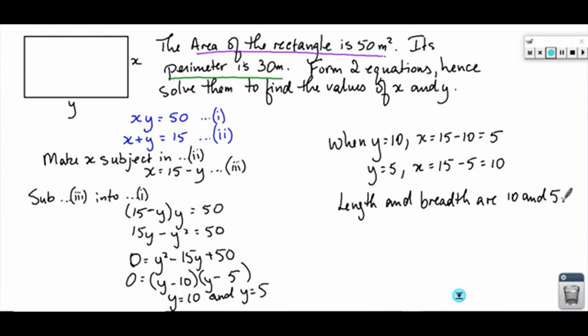So that's the end of this topic, linear quadratic simultaneous equations. I hope you have understood.